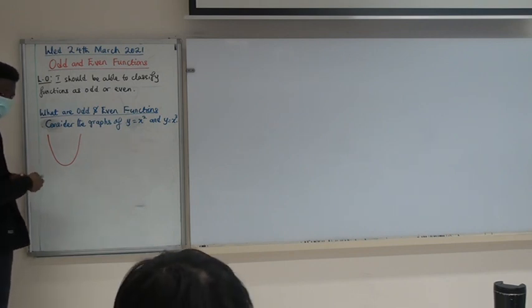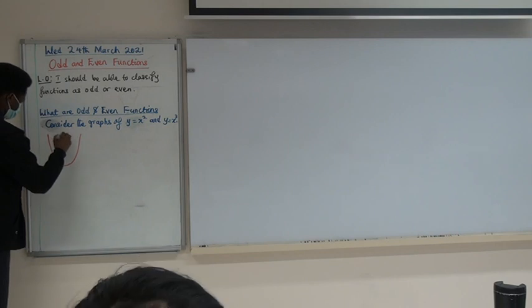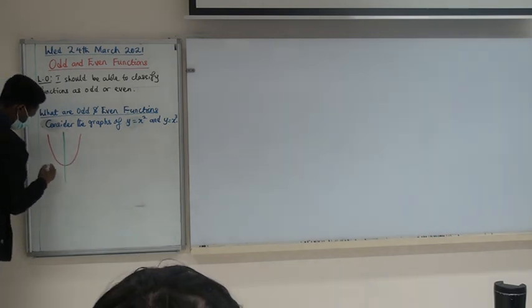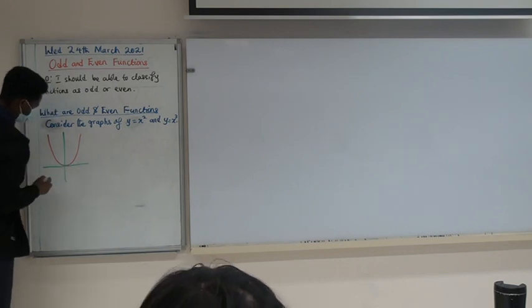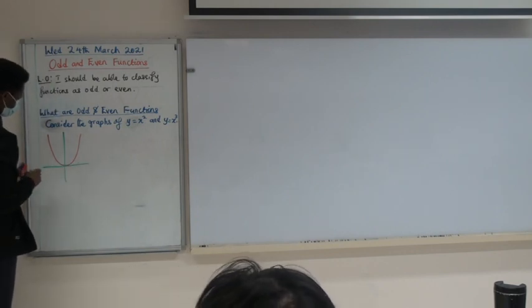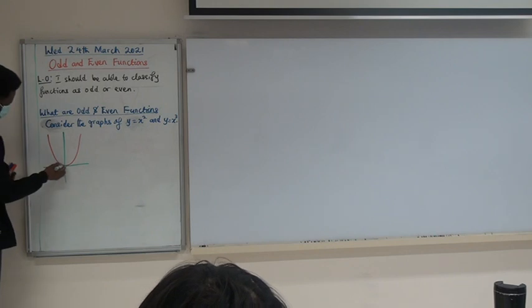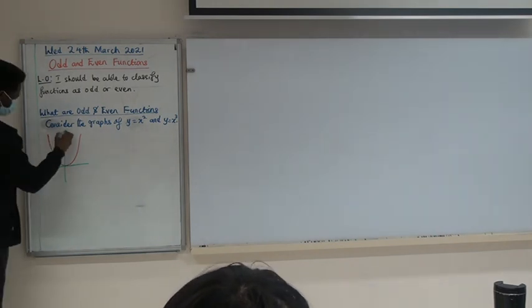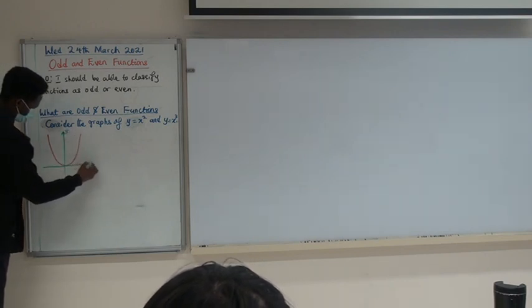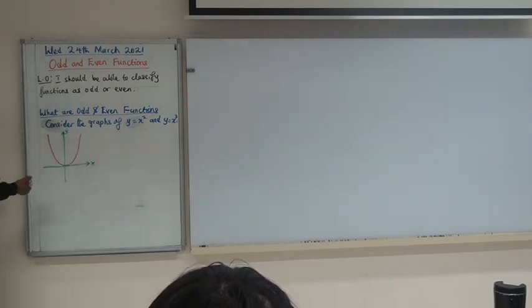What do you notice about the shape from your sketch of x squared? It touches at y equals 0, at 0, 0. And what can you say about this axis? It is the y-axis. It's the axis of symmetry. So it's the same on both sides, right?